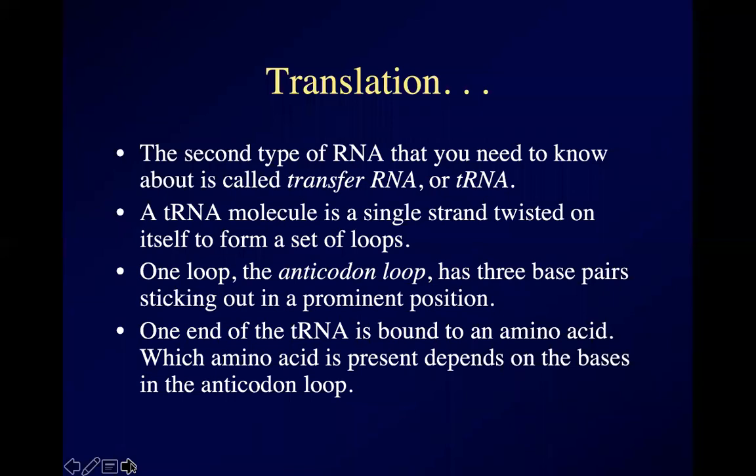It's just the way that the transfer RNA twists that three bases, a group of three, are sticking out in a prominent position. And then one end of the transfer RNA is bound to a particular amino acid. And here's the thing, which amino acid it is depends on what bases are present in the anticodon loop.